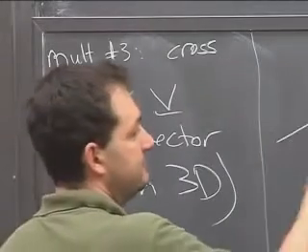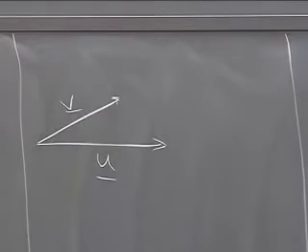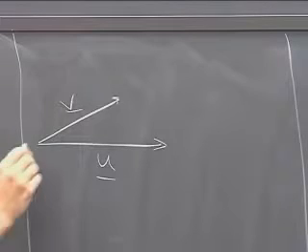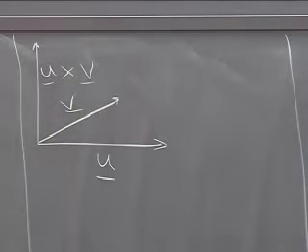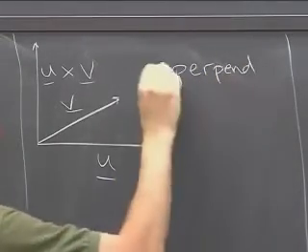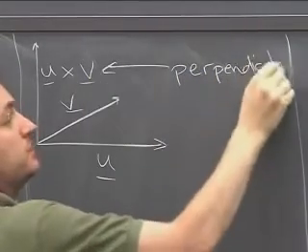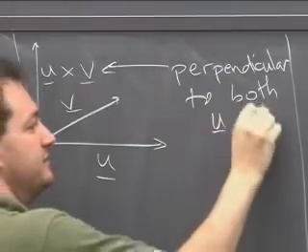Now, the geometry of this is a little trickier. What happens is, you take 2 vectors, they lie in a plane, unless they happen to be parallel, in which case you don't know what the plane is. Now, the vector that you get is perpendicular to both of them. Unless, of course, they're parallel, in which case it is 0. So you get a perpendicular vector. So it's perpendicular to both u and v.